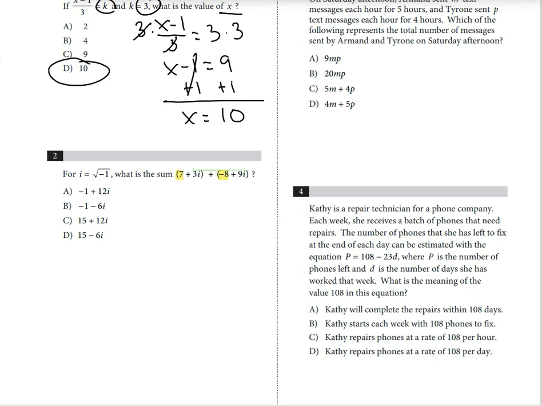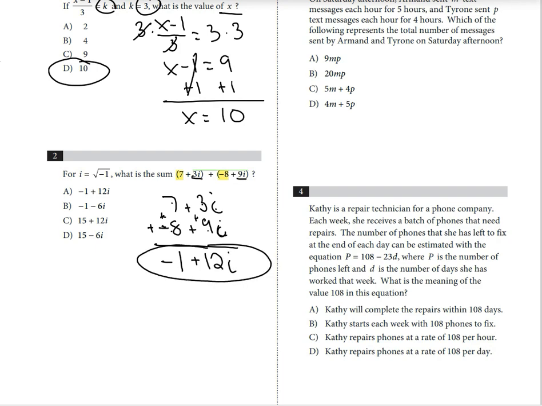I'll use my pen for this. The 3i and the 9i. So we can do it like this, right? So let's write 7 plus 3i plus -8 plus 9i, and we're adding. So 7 plus -8 is going to give me -1. 3i plus 9i is going to give me a positive 12i. So that's our solution. So I had -1 plus 12i, so we should get A there as our answer.